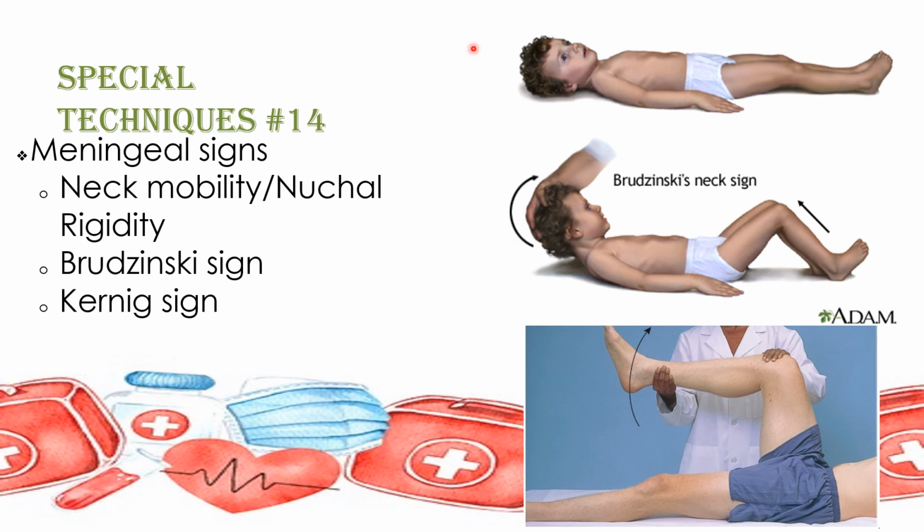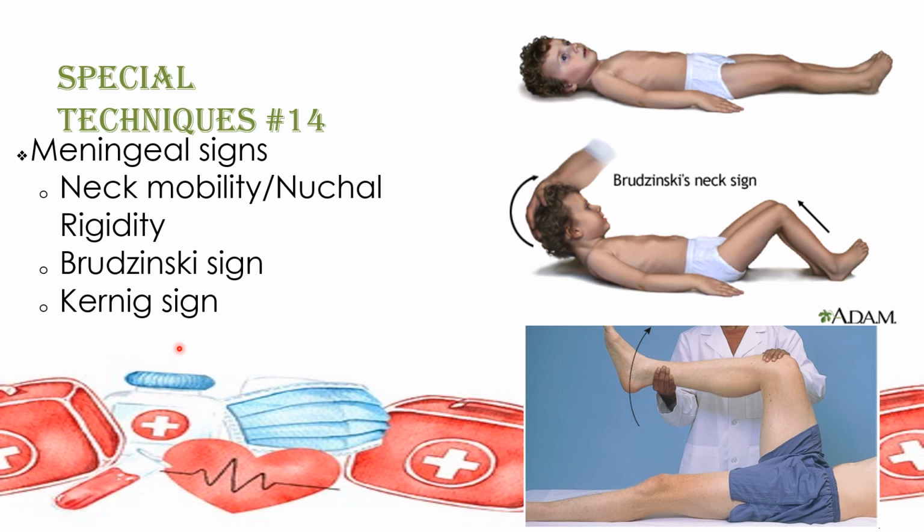Brudzinski sign: as you flex the neck, you have to watch the hips and the knees in reaction to your maneuver. Normally, they should remain relaxed. So, as shown in this picture, this is Brudzinski's neck sign. Flexion of the hips and the knees is a positive Brudzinski sign and suggests meningeal inflammation.